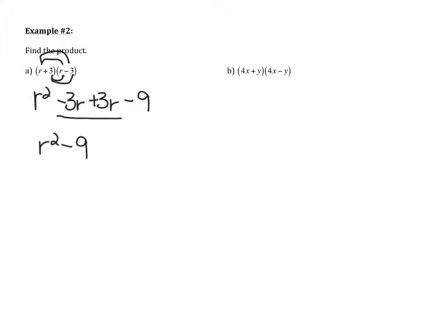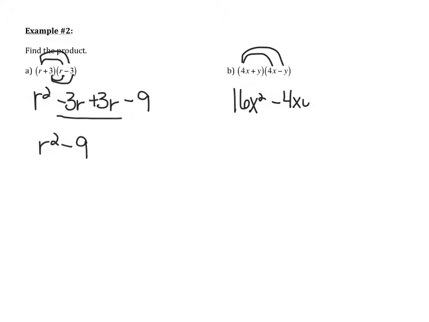So for part B, let's look at how that would turn out. 4x plus y times 4x minus y. So again, it's basically the same parenthesis, just one has a plus sign, one has a minus sign. So we would expect, just like in the last example, that middle term is going to cancel out. So let's see if that's what happens. 4x times 4x would be 16x squared. 4x times negative y, that would be negative 4xy.